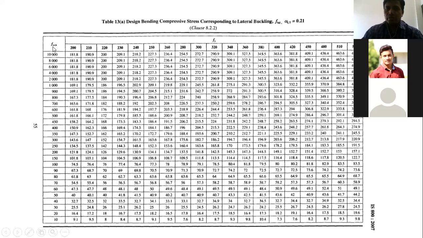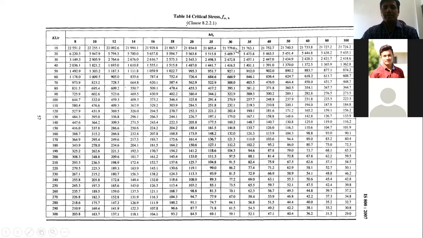FCR. Without knowing the value of FCR, you cannot calculate the value of what? FBD. So we'll calculate the value of what? FCR. Now this is table number 14, in which the critical stress, that is the FCR value, is already given in tabular form. Now you can see the left hand side column, KL upon R ratio is given.